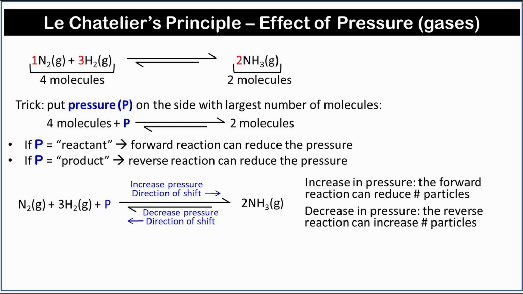To determine the effect of pressure on an equilibrium with gases, we are going to use a trick. Put the pressure symbol on the side with the largest number of molecules. In this case, P should be put on the reactant side. If P is on the reactant side, the forward reaction can reduce the pressure. If P is on the product side, the reverse reaction can reduce the pressure.